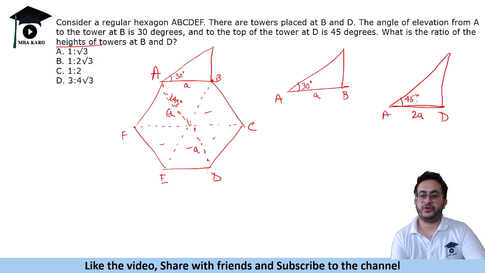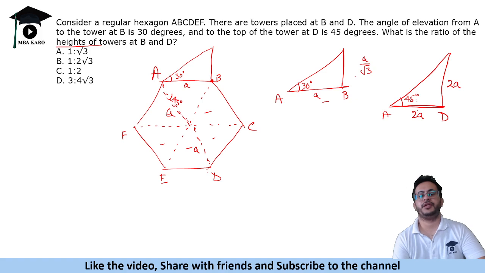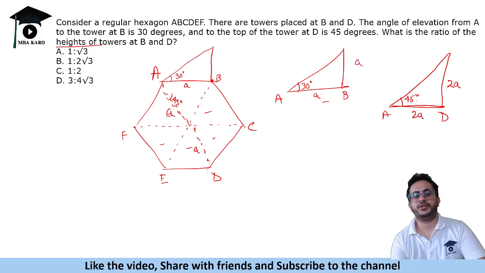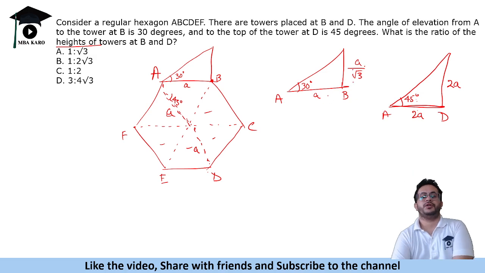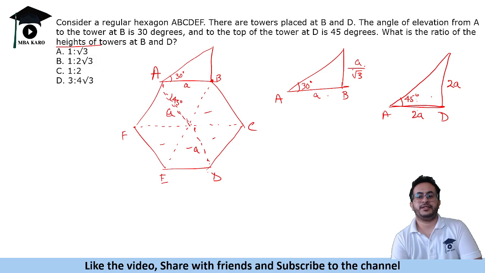So this is a 45-45 triangle, so this height will be 2a. This is 30-60-90. So if this part is 1, this is root 3. Okay, so this will be a upon root 3, because the ratio is 1 to root 3. So if this is 1, this will be root 3 times. So a upon root 3, and this is 2a.